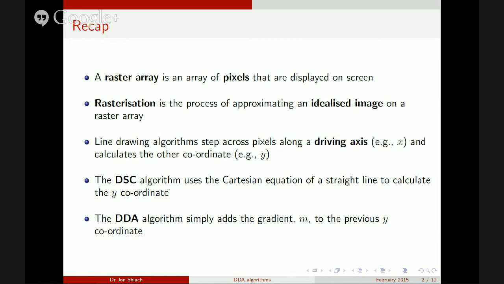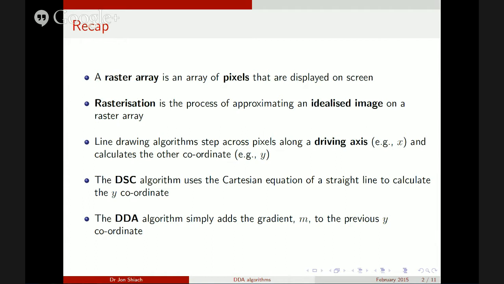The fundamental problem in rasterization starts with drawing straight lines. Okay. Everything else follows after that. So curves, what have you, follow after. But straight lines is the fundamental problem. So we're going to look at line drawing algorithms.